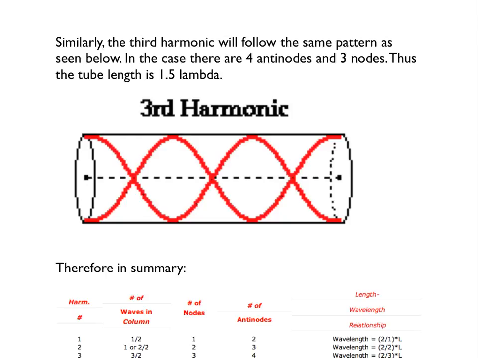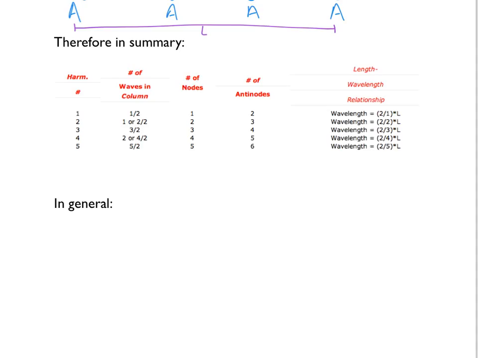Similarly, the third harmonic will follow the same pattern. Here we have 4 antinodes and 3 nodes, and the tube length is going to be 1.5 lambda, or wavelengths. So here's a summary table showing us what we've just found. And we have our number of nodes and antinodes for each harmonic, and your wavelength, or the length of the tube.